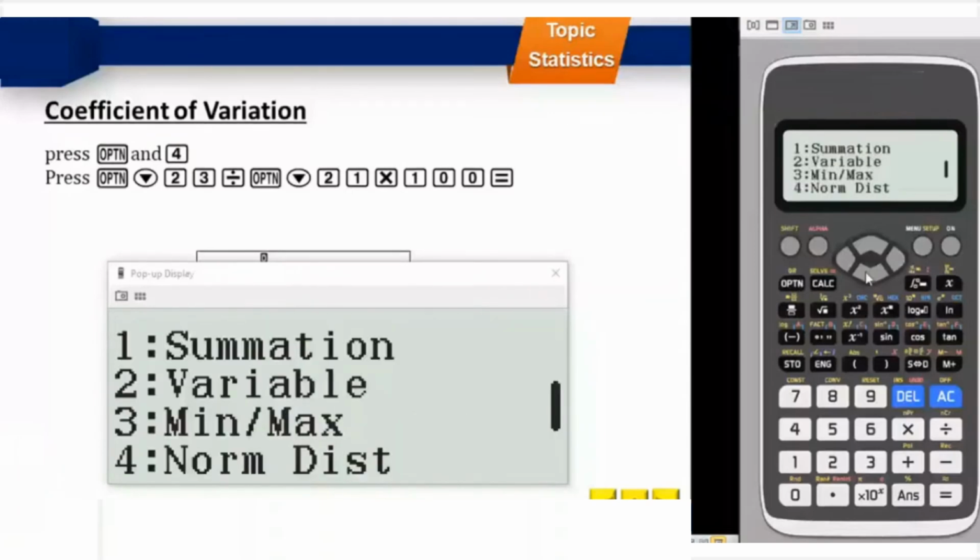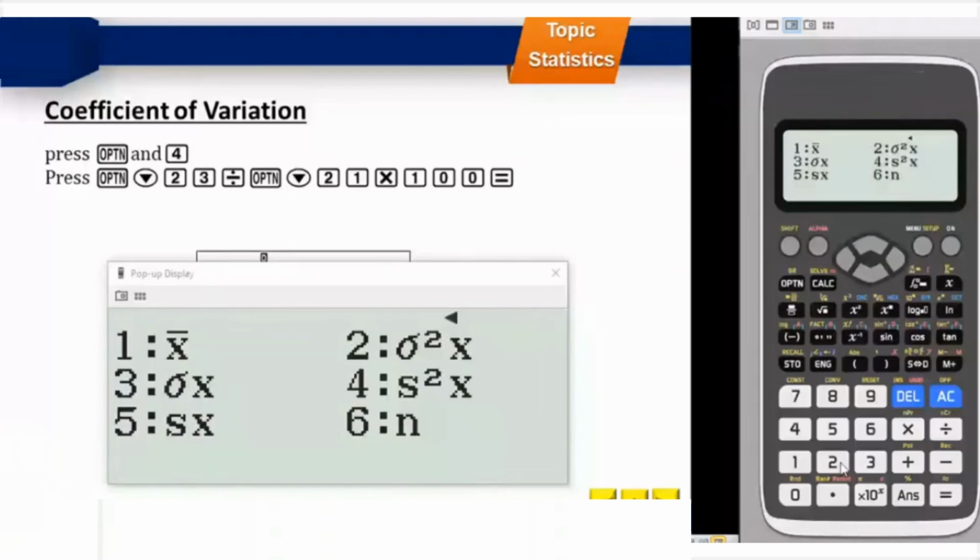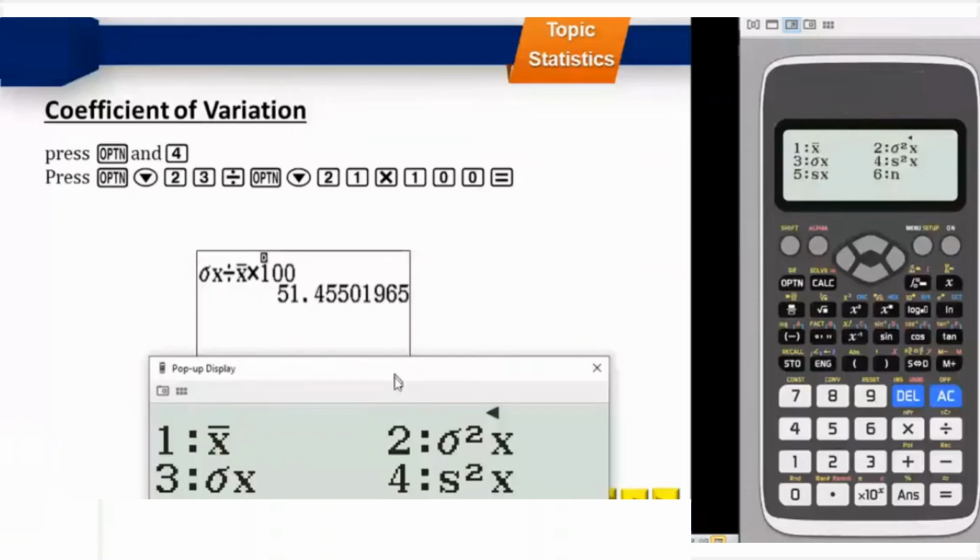Now you see the signs that are here. These are the values of these signs that are stored in the calculator now. We have already found sigma x, we have already found mean, variance, standard deviation, all these things. The formula to calculate coefficient of variation is sigma x.